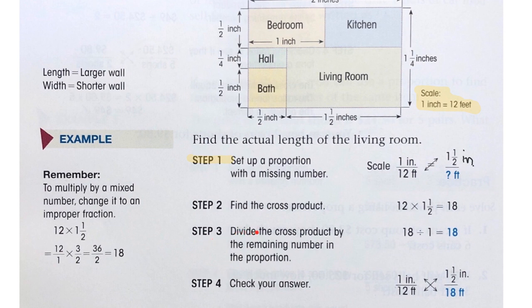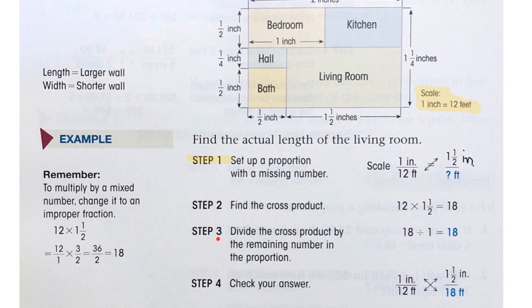So we can get 12 times 1.5 is 18. Remember, to multiply a mixed number, change it to an improper fraction. So 12 times 1.5 becomes 12 over 1 times 3 over 2, giving us 36 over 2, and 36 divided by 2 is 18. So we get the whole number 18 as our cross product.